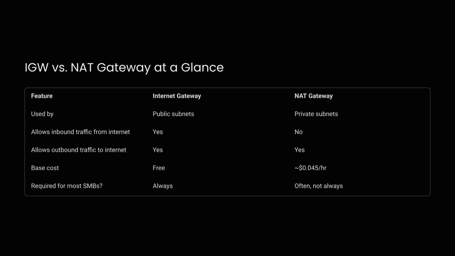Here is a quick glance at the differences between the Internet Gateway and the NAT Gateway. The Internet Gateway is used by public subnets, allows inbound traffic, and is free. The NAT Gateway is used by private subnets, does not allow inbound traffic, and has a base cost.